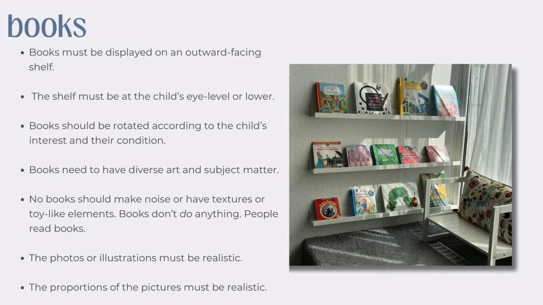There are quite a few guidelines to consider when you are assembling your child's library and book collection. First of all, the books must be displayed on an outward-facing shelf with space between each book. And we do this for several reasons. First of all, you don't want the books to be too high or overlapping, because that can cause them to fall on the child when they take them off the shelf.